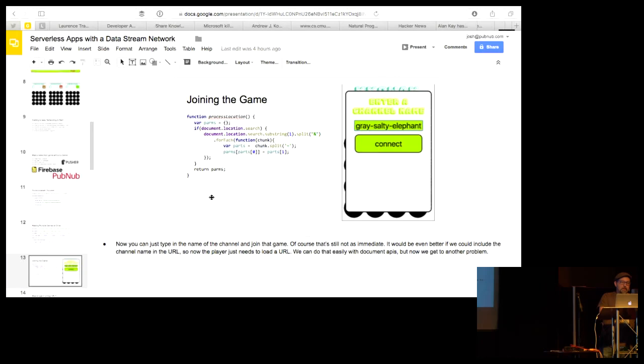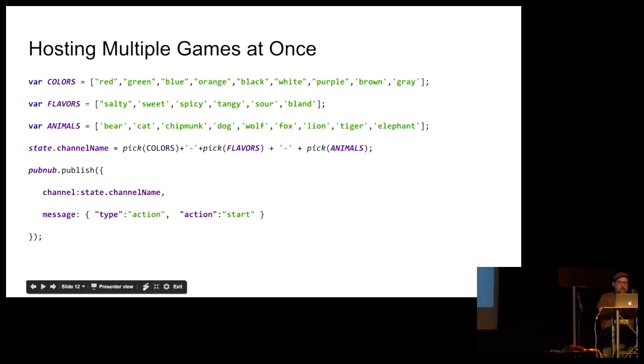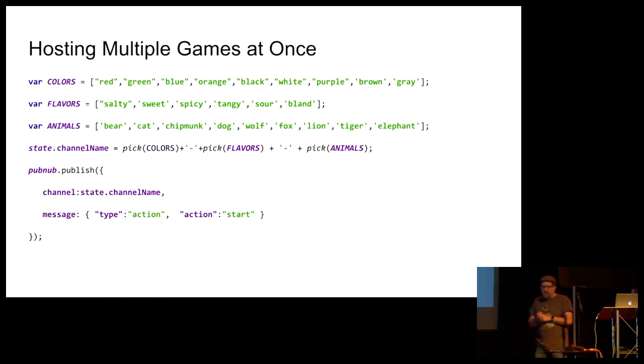Well, the first thing we're going to need, there we go. If we want to host multiple games at once, we need a way for people to connect to them. And we could create a unique ID and say, hey, connect to this, but that would be you're asking someone to type in this long random string of letters and numbers. So instead, let's give them a long random string of colors and flavors and animals.